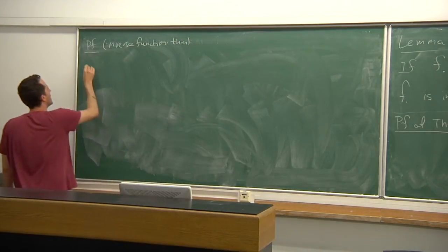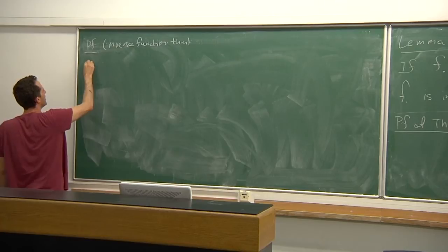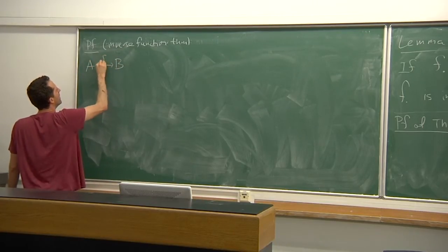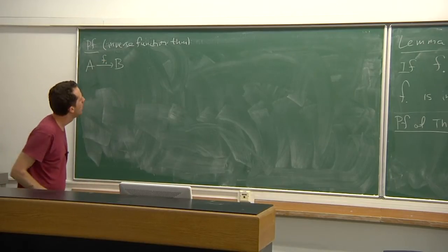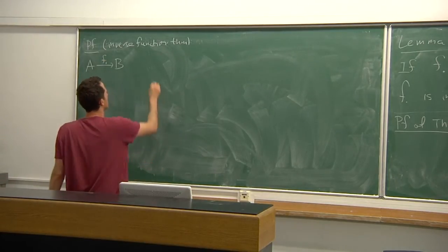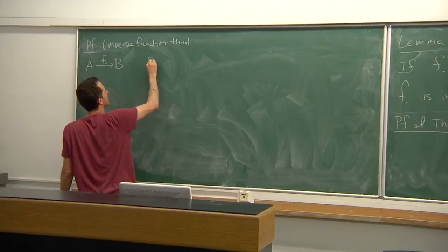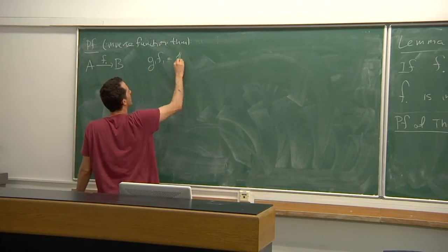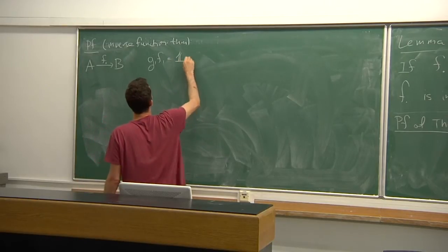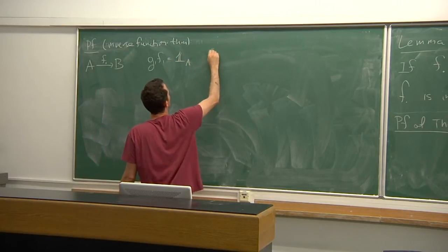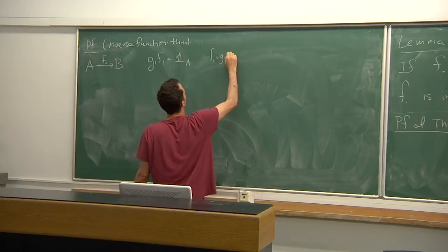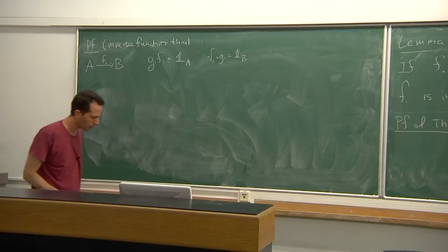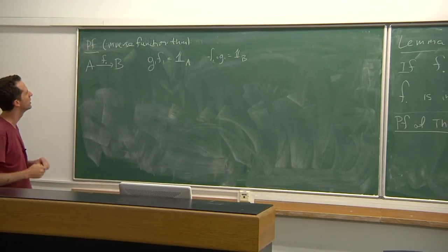So we have a map. So recall we have a map of A infinity algebras, A to B. And we know that the linear part is invertible, so it has an inverse G1. So this is the identity on A and the identity on B. And we want to show that we can construct an inverse.